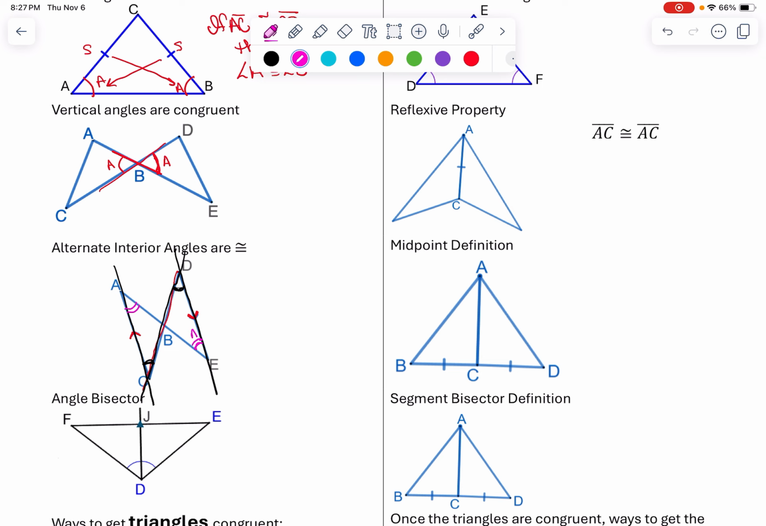So we could put an A by those arcs and an A by the two single arcs. And once again, your vertical angles are congruent.